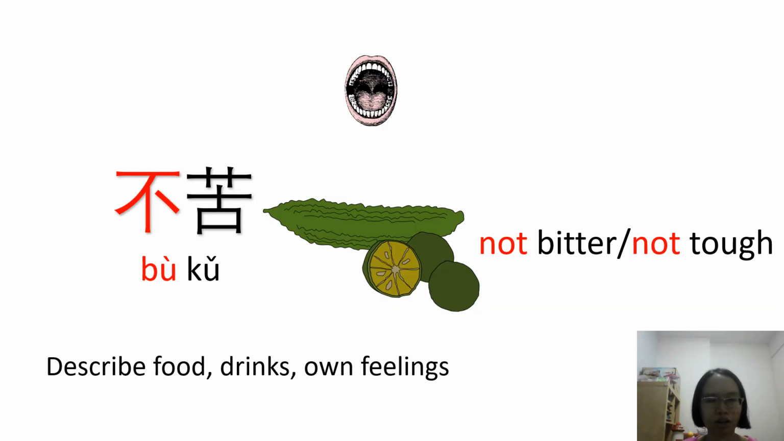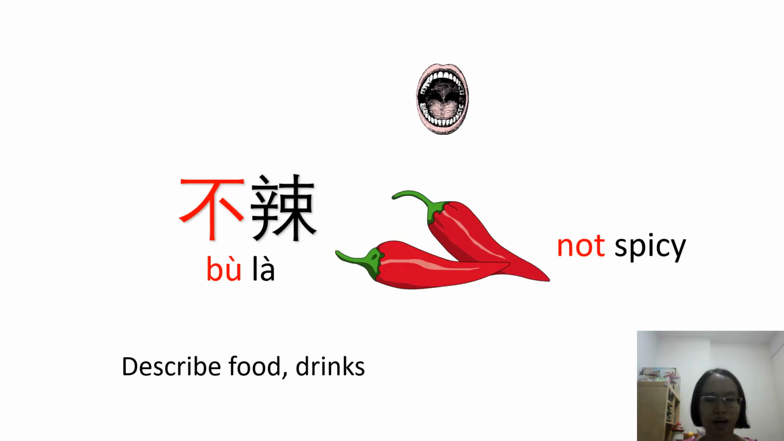Instead of 好苦, so bitter or so tough, when you add 不, it becomes 不苦, which means not bitter or not tough. Instead of 好辣, so spicy, when you add 不, it becomes 不辣, which means not spicy.